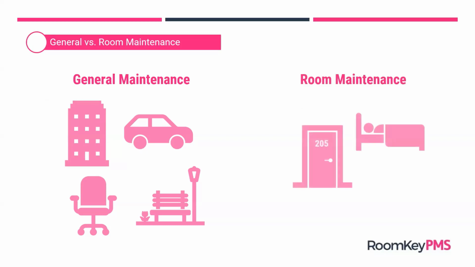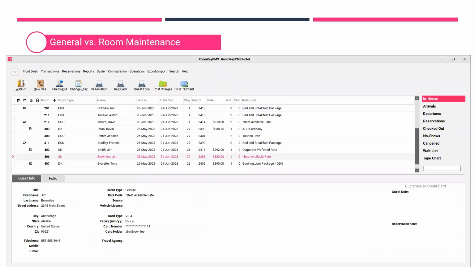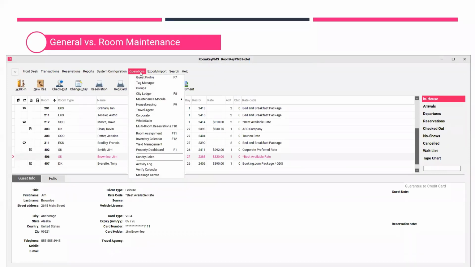Now for room maintenance, this is actually specific to any guest rooms with a room number associated. So anything that has to do with a specific room number or multiple room numbers, you'll be using the room maintenance module instead. Now I'm going to show these inside RoomKey. Let me just open up our test database for today. Now both of these modules are found in the operations menu inside the maintenance module section.